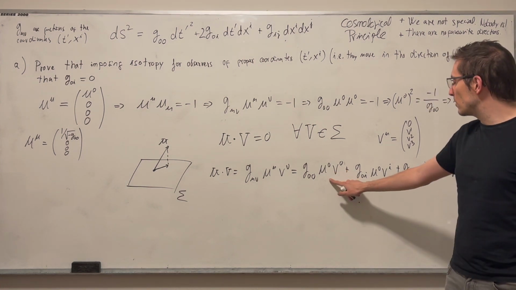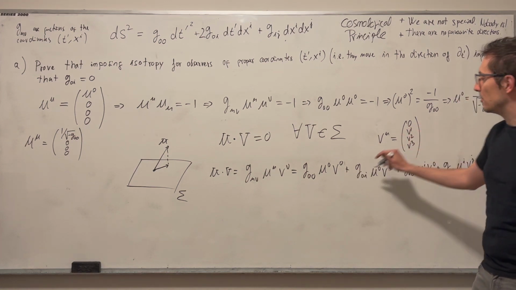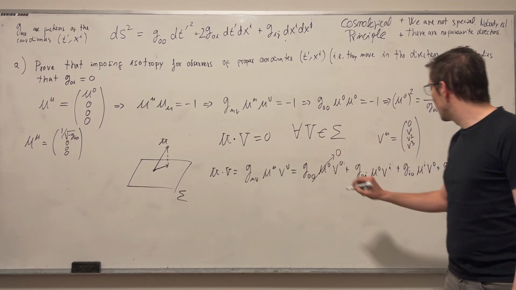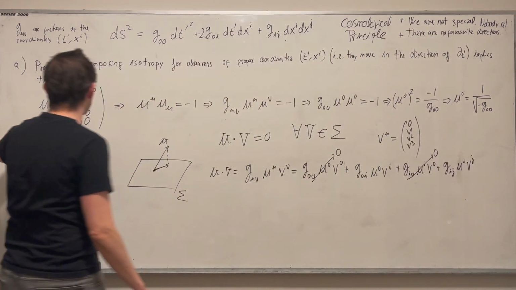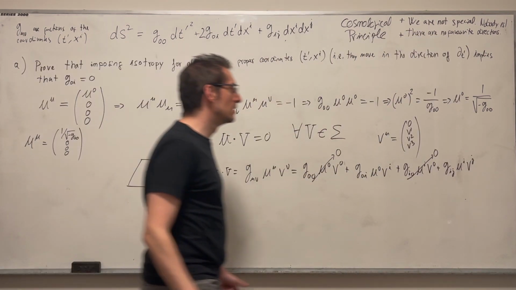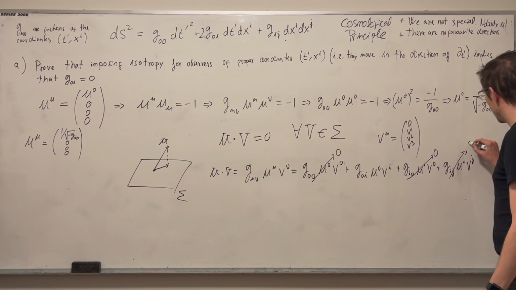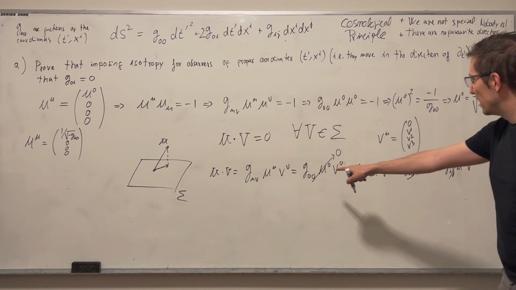Okay, we know that this one's going to be 0 because v0 is 0. Cool, so this is 0. This one's also going to be 0 because v0 is 0. All right, this one is going to be 0 because the ui components are all 0 for u. So this is 0. So all that is left is this term.